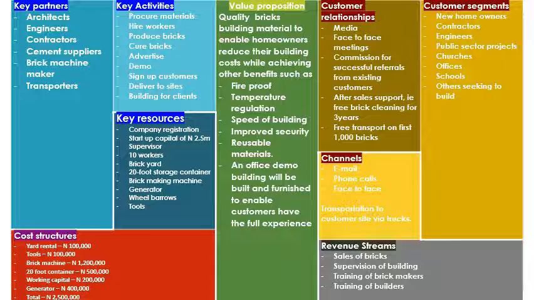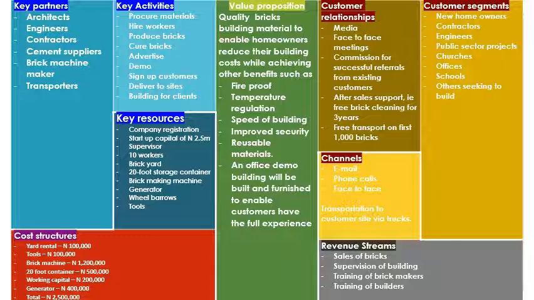Now let's look at it section by section, beginning with the green section in the middle, the core section, which is the value proposition. What does he want to offer? Edikan wants to offer quality brick building materials to enable homeowners reduce their building costs while achieving other benefits such as fireproof buildings, temperature regulation within the buildings, speed of building, improved security, reusable materials, and Edikan will do an office demo building which will be built and furnished to enable customers have the full experience of a brick building.